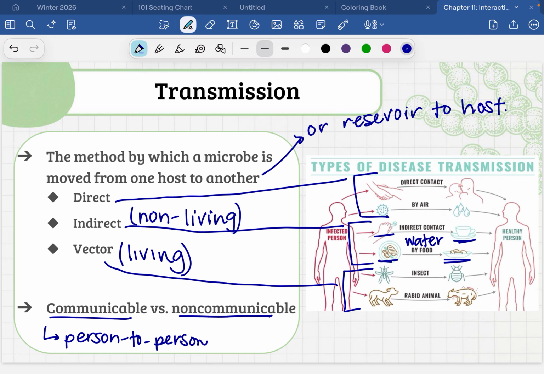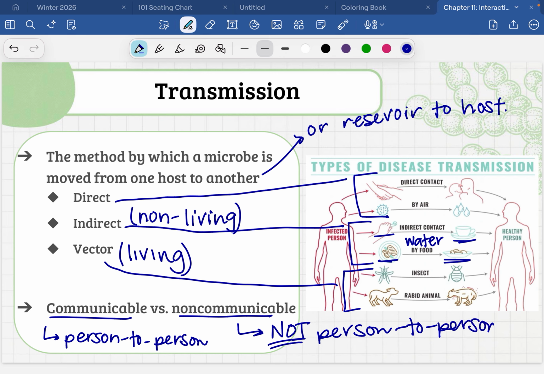This is not something that can be qualified. It's just, does it or does it not? Is it capable of being spread from person to person? Does it spread through direct contact or by food or by water or through an insect or through a rabid animal? That is being transmitted from person to person. Something that is non-communicable is just the opposite. It is not transmitted person to person.